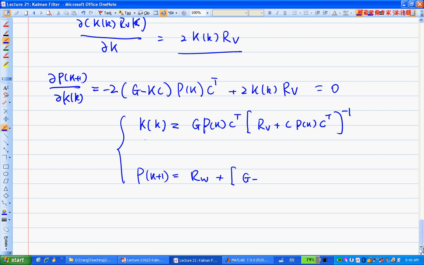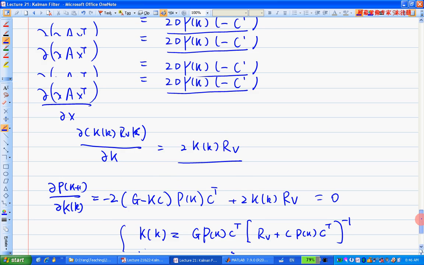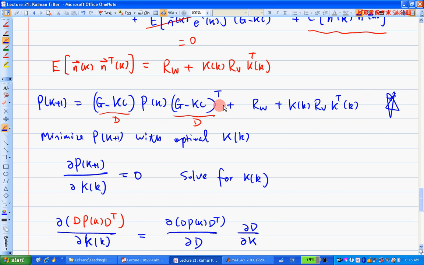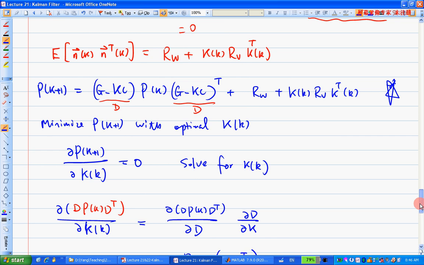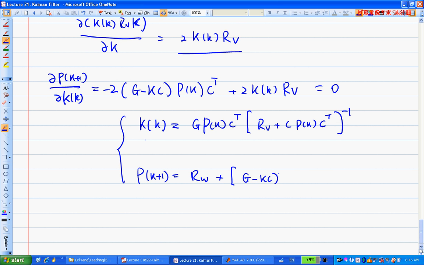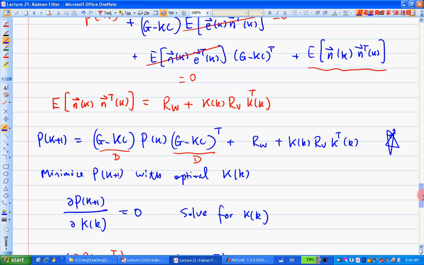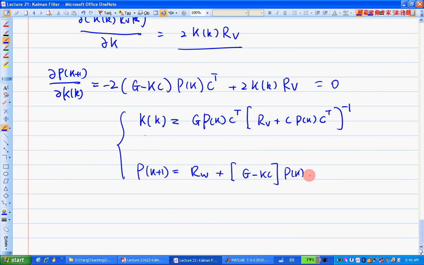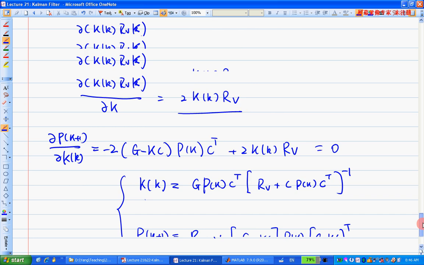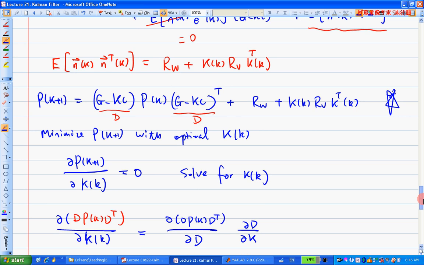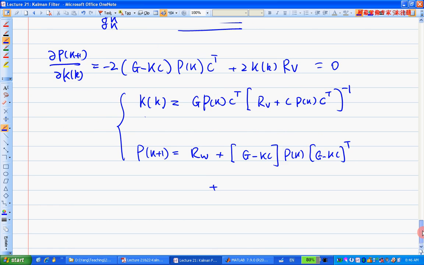So combine this with the original one there. G. So let me just rewrite this term here. G minus K C, P of k, transpose, plus, oh, it's a plus, plus K RV K.